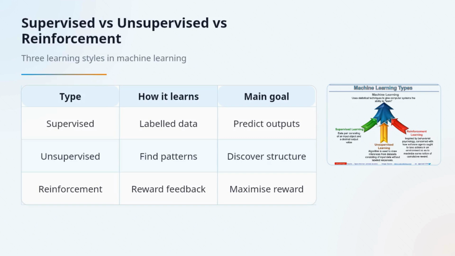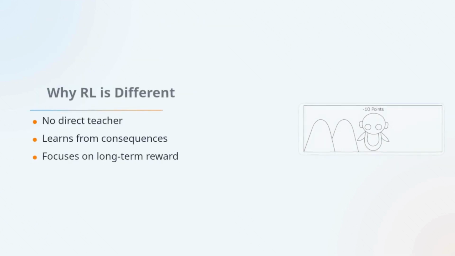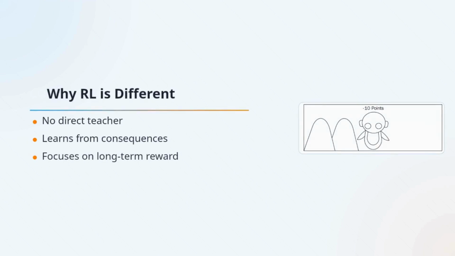That is why RL is not the same as unsupervised learning. A very common confusion is that reinforcement learning is just another form of unsupervised learning. But that is not correct. In unsupervised learning, the aim is to find hidden structure. In RL, the aim is to act in a way that maximizes reward over time. The agent is not just analyzing data, it is making decisions and learning from consequences.